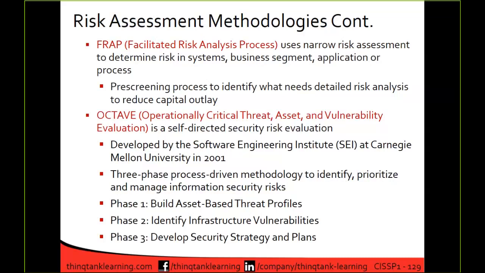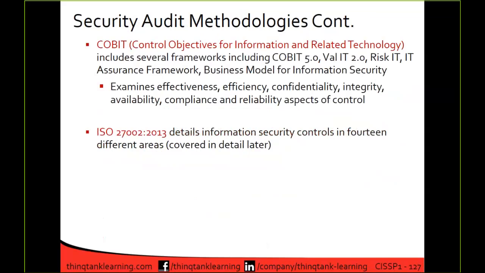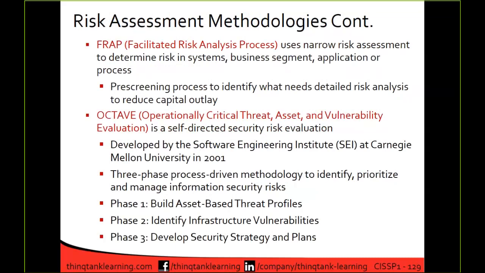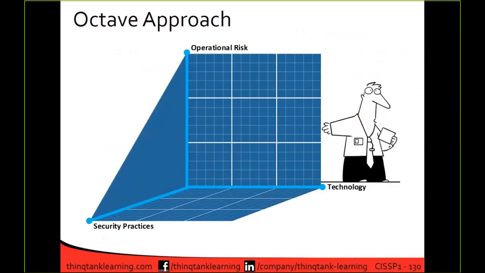So what do you take away from all of this? Regardless of the methodology that you decide to use, whether it's NIST, CRAM, COBIT, ISO, COSO, ITIL, whatever it is, OCTAVE, FRAP, they all pretty much have a common thread. What the heck are my vulnerabilities? What are my assets? Sorry, I did that the wrong way. Number one, what are my assets? Number two, what are my vulnerabilities? And number three, what is my mitigation? Pretty straightforward.